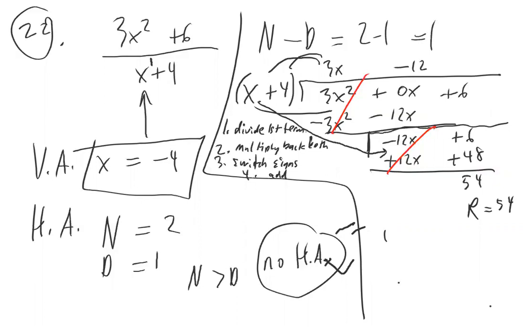And the thing is, the oblique asymptote is like this. The oblique asymptote is y equals the quotient 3x minus 12, and the remainder is not counted because the remainder is like 54 over x plus 4, which approaches 0. So the oblique asymptote is just the quotient alone, and you have to put a y in front of it as well. So the equation of the oblique asymptote is y equals 3x minus 12.